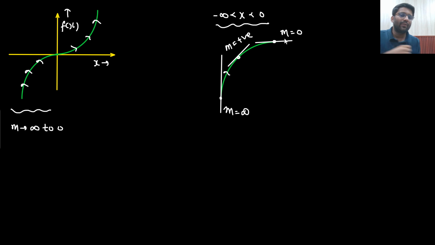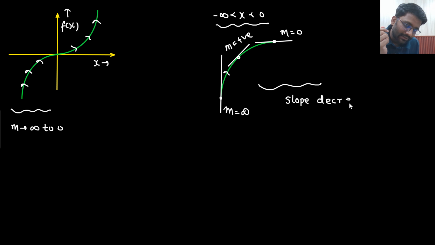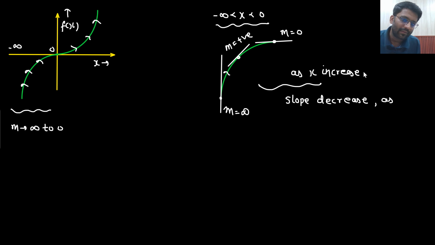Here the slope has some positive value. Here the slope has become 0. What does that mean? Slope decreases as x increases. If x is increasing from minus infinity to 0, as x increases from minus infinity to 0, slope decreases.